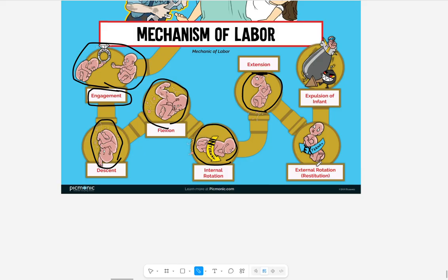Then we have restitution. Restitution is also known as external rotation. This is when the head rotates to align with the shoulders. Okay, so the head rotates to align with the shoulders, and then we have delivery, or we call this expulsion of the infant, right? The anterior shoulder comes first and the posterior shoulder comes later. Always remember the anterior shoulder comes first, the posterior shoulder comes later, and then comes the body.